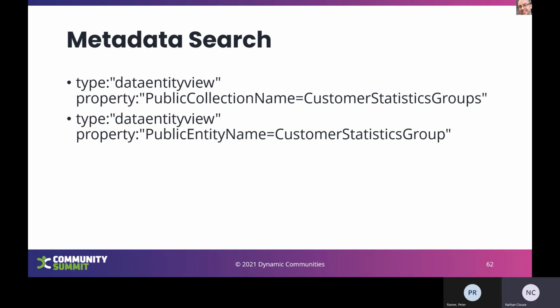Additionally, I picked this up from Twitter. If you have the public name for a data entity, that is the OData public name, and you're not sure exactly what actual data entity that ties back to, you can search on type as a data entity view, where the property is attribute equals value, or public collection name equals customer statistics groups. And then that will search all of the AOT by type and find any elements that match that search pattern. You should only ever get one.